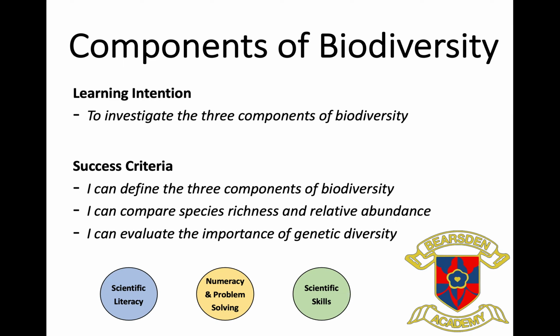So effectively, what we're going to take a look at in this short video is the 3 components of biodiversity. So what makes up biodiversity? We're going to have a look at what they actually are, what they do, what they actually mean, and some examples of them. And we're going to be taking a look at genetic diversity and species richness. We'll explain what that actually means in just a couple of minutes.